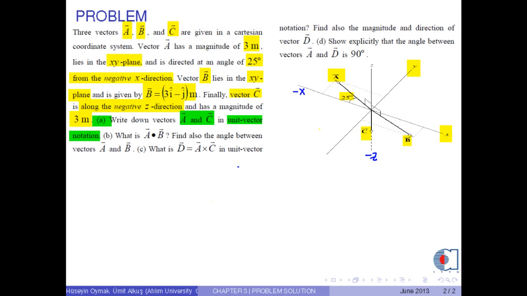A. Write down vectors A and C in unit vector notation. B. What is A dot B? Find also the angle between vectors A and B. C. What is D equals A cross C in unit vector notation? Find also the magnitude and direction of vector D. Show explicitly that the angle between vectors A and D is 90 degrees.